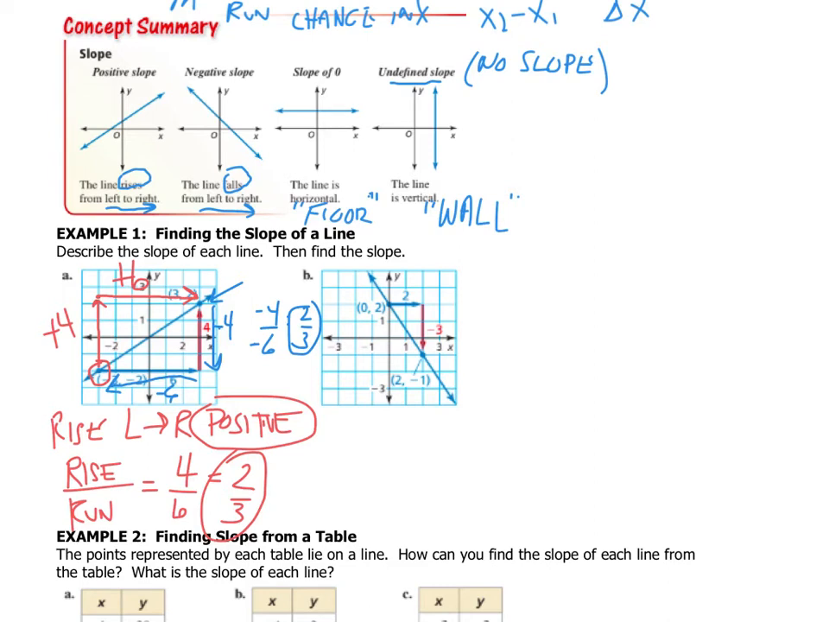So looking at the next one. First we want to answer, is this a positive or a negative slope? Well, clearly we are falling from left to right, which tells me that this is a negative slope.